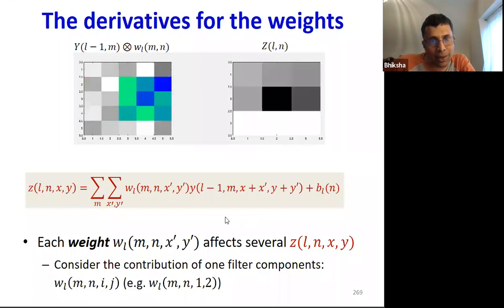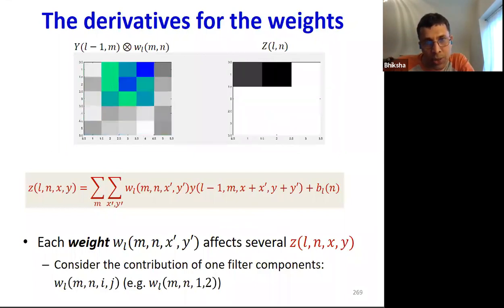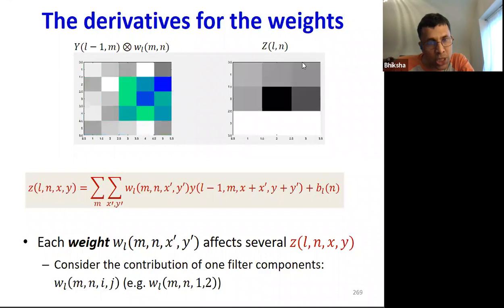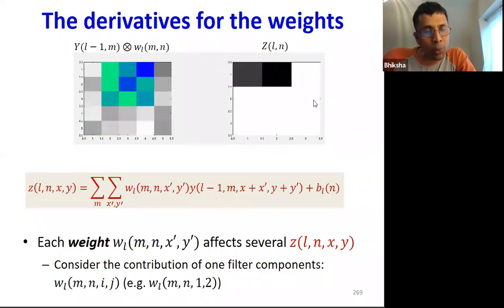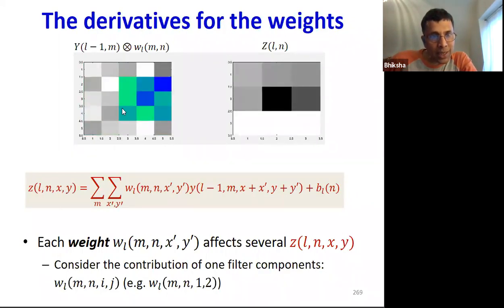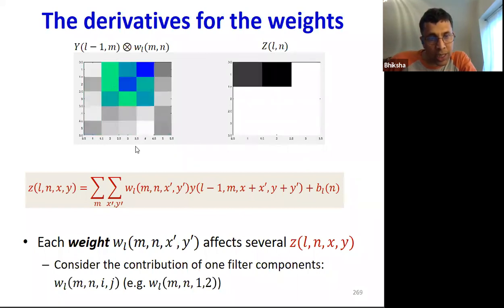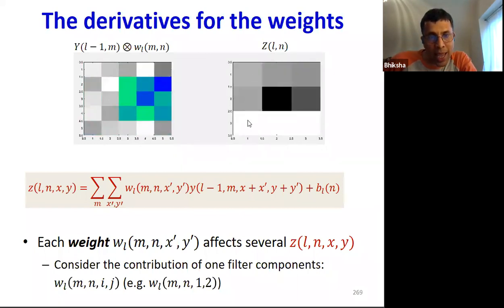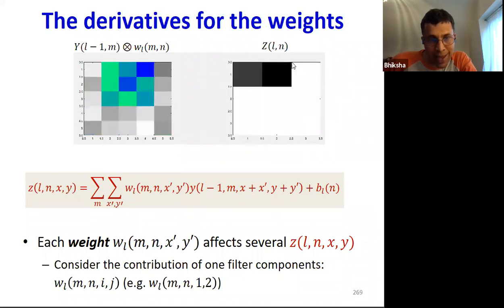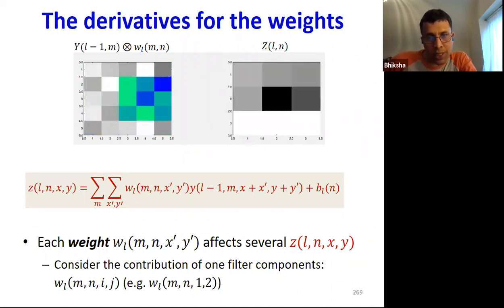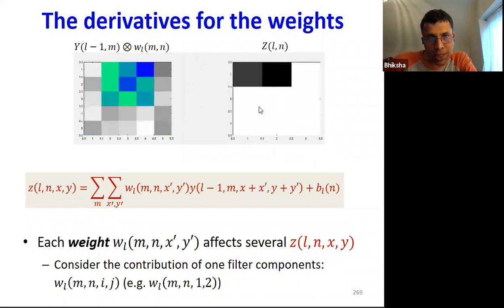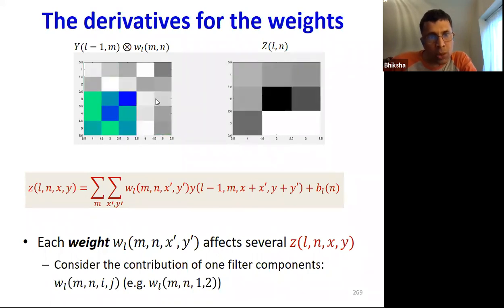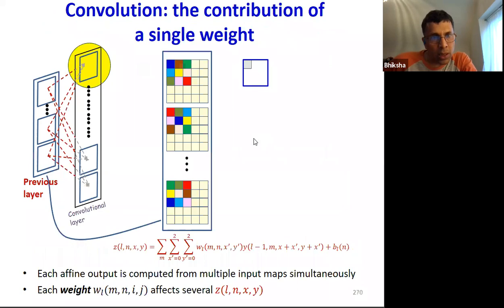Now again, this is my miserable attempt at animation using MATLAB, and MATLAB likes to keep changing colors. But the point I wanted to make was that this filter, which is shown in green, influences every single position in the Z map, right? So it goes without saying that every single position in the Z map is going to contribute to the derivative of this filter. So let's take a look at how the filter affects the Z maps.